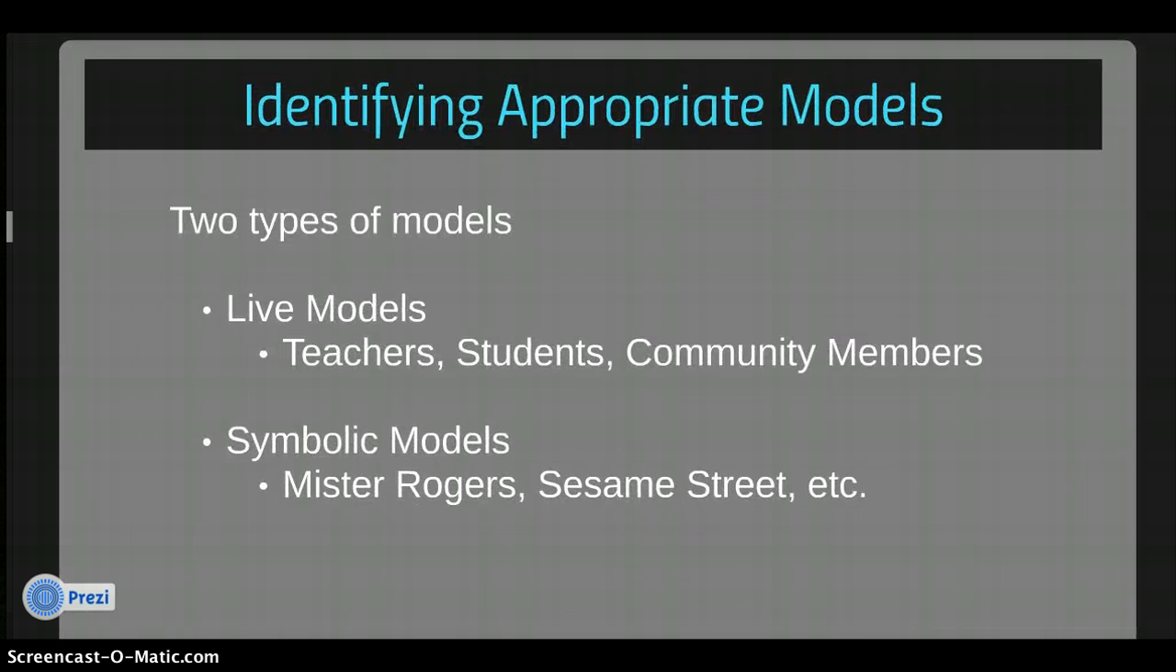When identifying appropriate models, we are choosing between 2 types of models, live models and symbolic models. Live models are teachers, students, and community members. Symbolic models are those that help develop pro-social behaviors. Some examples of symbolic models are Mr. Rogers, Sesame Street, and Dora the Explorer. Both types of models can teach abstract cognitive rules, problem-solving strategies, and sequences of integrated motor behaviors.